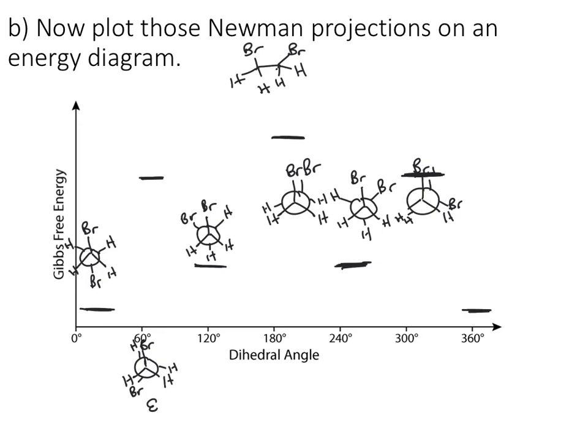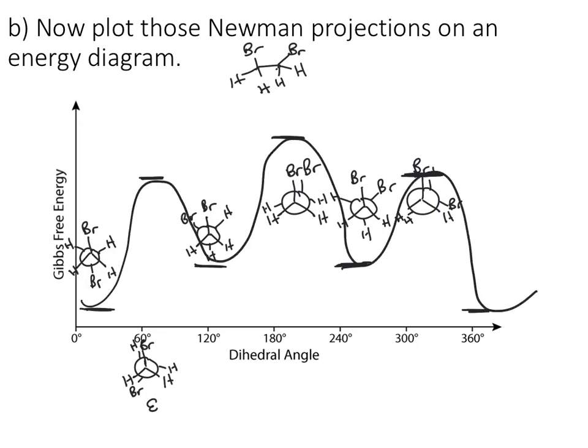So we have our various energy levels. So now I'm just going to connect this with a curve. And this would be my anti-staggered. This is my gauche. And then this would be my eclipsed, all three eclipsed. But the one here is the highest in energy because it has the larger groups eclipsing.